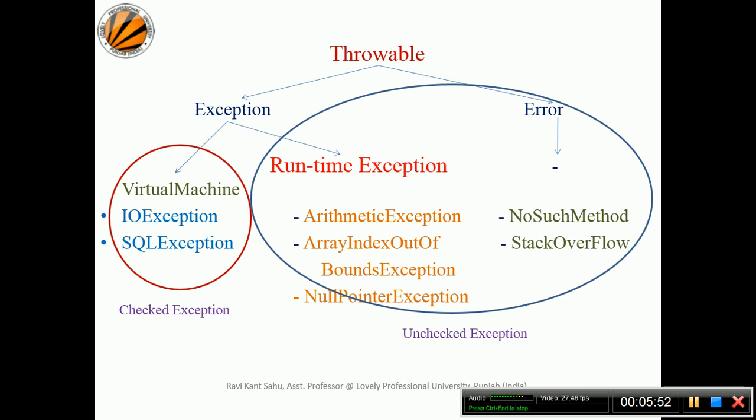Now the major difference is that with a checked exception, the compiler will always check for those exceptions, which means it will force you to either catch or handle them. At the same time, if it is an unchecked exception, it is the programmer's choice whether to handle it programmatically or not. And an Error is something that cannot be handled.